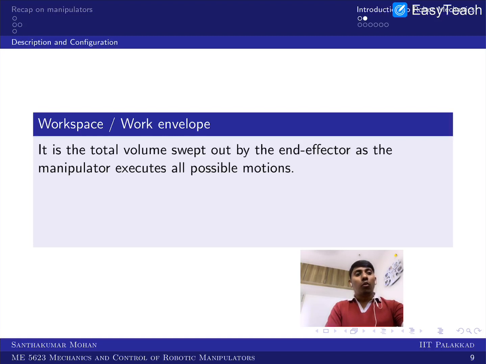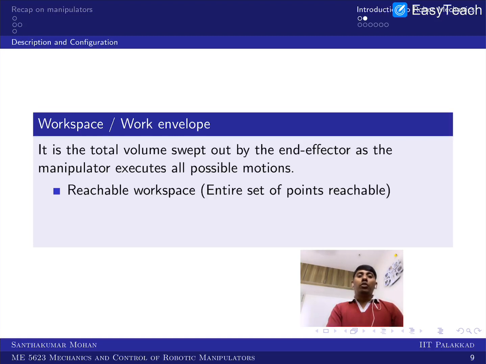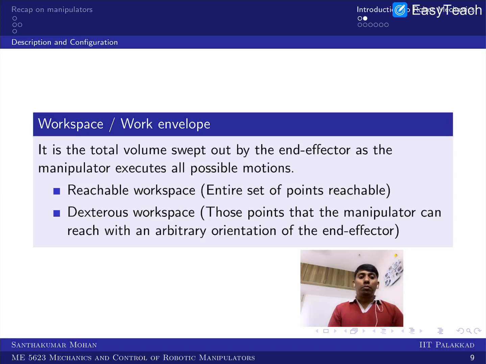In that sense, the workspace comes in two kinds. The entire set of points reachable is what we call the reachable workspace. But within that, there is a unique way we can subdivide the overall workspace. That means the end effector can orient at any arbitrary given orientation. That is what we call the dexterous workspace. So those are the points that the manipulator can reach with any arbitrary orientation of the end effector. So this is what we want to see.